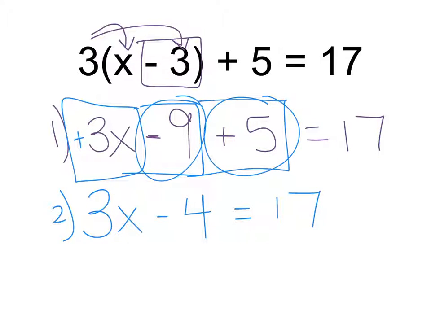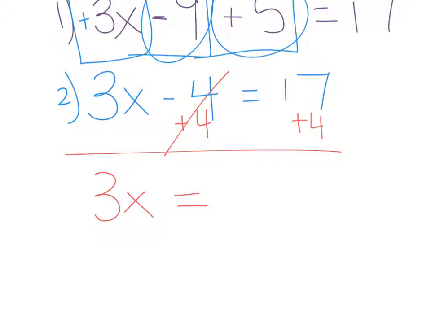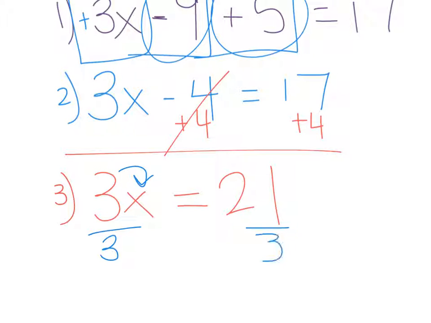There's my second step. My third step here, well, I don't want 3x minus 4, so I'm going to put the 4 back. And that gives me, this is canceling out, 3x equals 21. So that was step 3. And then step 4, I need to undo the multiplication. They did 3 times x. So I'm going to divide both sides by 3 and find that x equals 7.